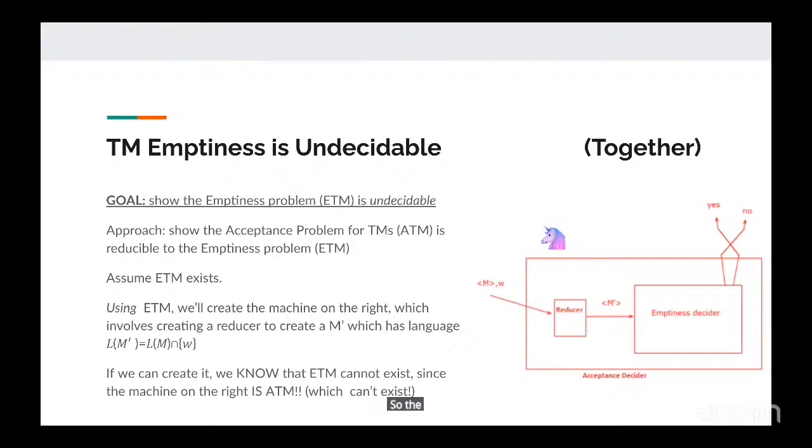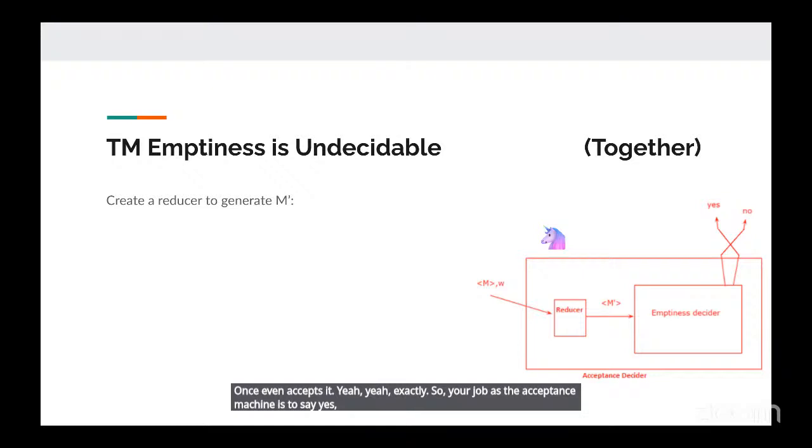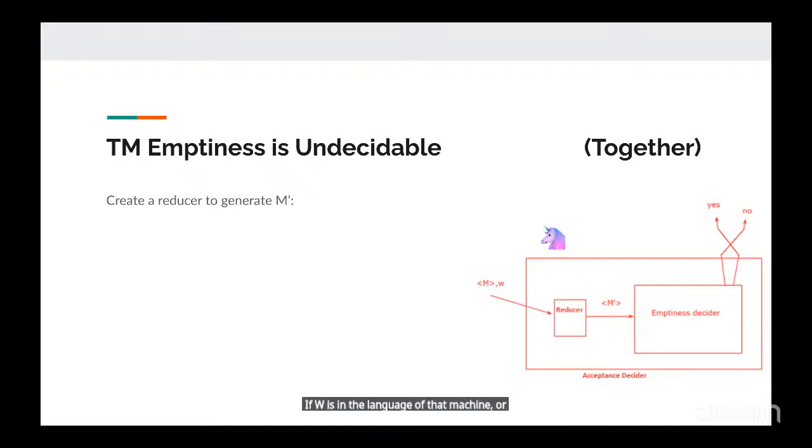So the trickiest thing about doing this is coming up with our reducer. We're going to want to take the input for this function. The acceptance decider is one that takes a machine and a string, and it's supposed to do what? So your function as the acceptance decider, you get given a Turing machine and a string. What's your job to do? Want to see if it accepts it. Yeah, exactly. So your job as the acceptance machine is to say yes if W is in the language of that machine, or no if it's not.